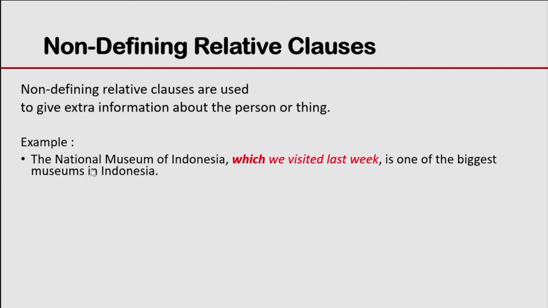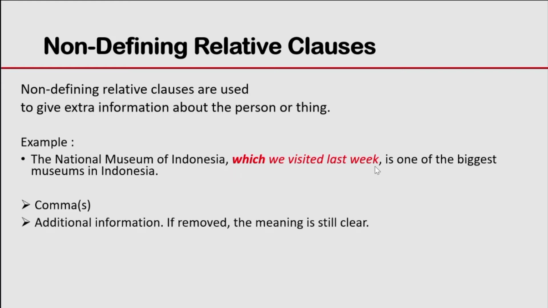Okay, so here we have which we visited last week. This is the relative clause. There's a comma here, right? Before and after the relative clause. So we have two commas here. And the relative clause only gives additional information. If it is removed, the meaning is still clear. Let's try.